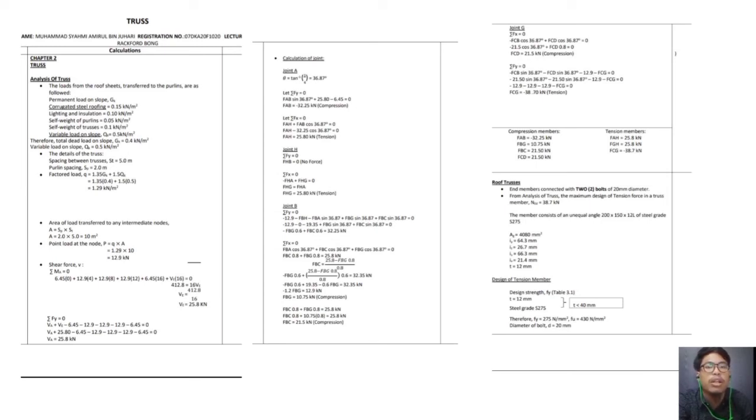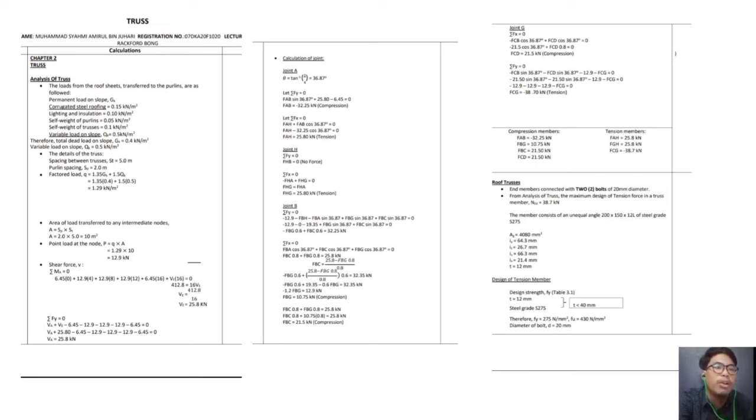So we get 1.29 kN per square meter. For the area of load transfer to any intermediate nodes, we get 10 square meters. For the point load at the nodes, we get 12.9 kN. For shear force V, we get 25.8 kN, and for F5, we get 25.8 kN.